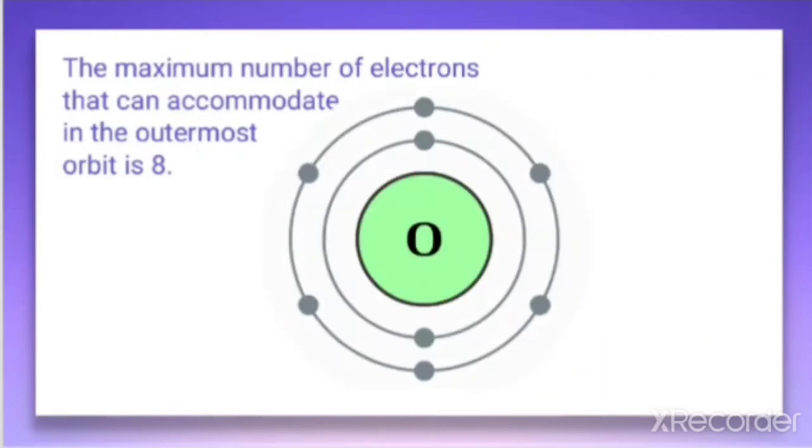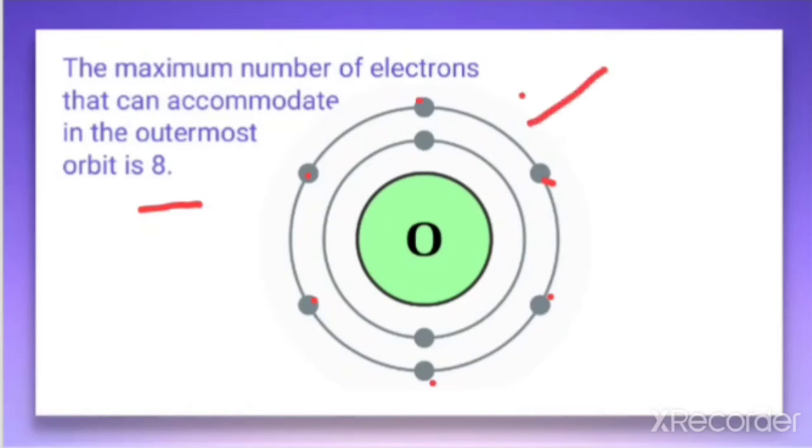But let us take the case of oxygen. In oxygen, a total of 8 electrons are there, 2 electrons in the first shell and 6 electrons in the second shell. So tell me, does it have a stable configuration or not? Definitely not, because in order to be stable, the outermost orbit should have 8. Does it have 8 in the outermost? Count it: 1, 2, 3, 4, 5, 6, only 6 are there.